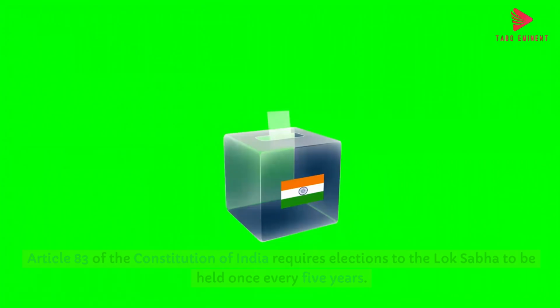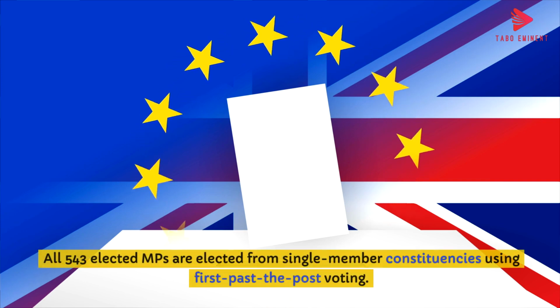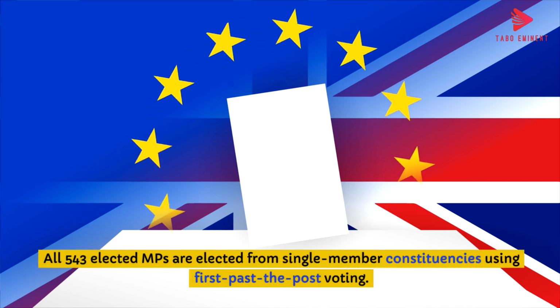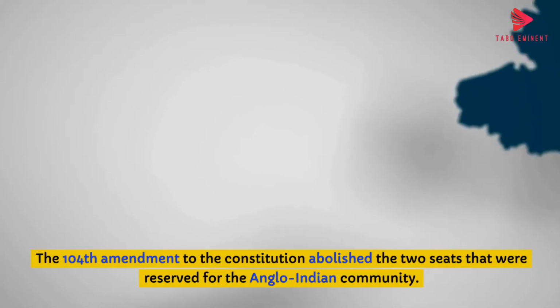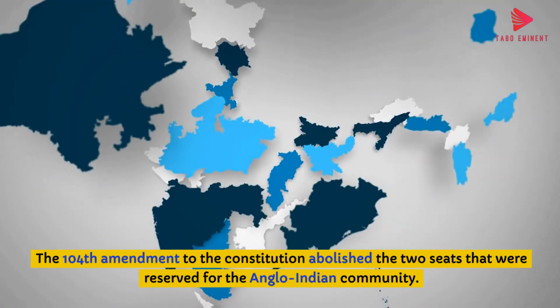Electoral system. Article 83 of the Constitution of India requires elections to the Lok Sabha to be held once every 5 years. All 543 elected MPs are elected from single-member constituencies using first-past-the-post voting. The 104th Amendment to the Constitution abolished the 2 seats that were reserved for the Anglo-Indian community.